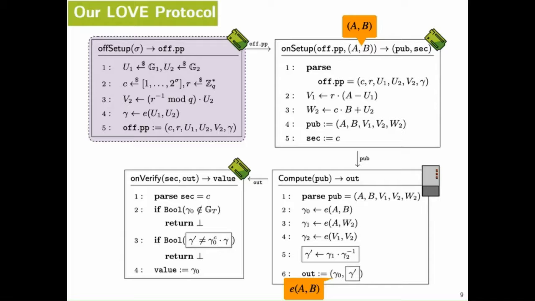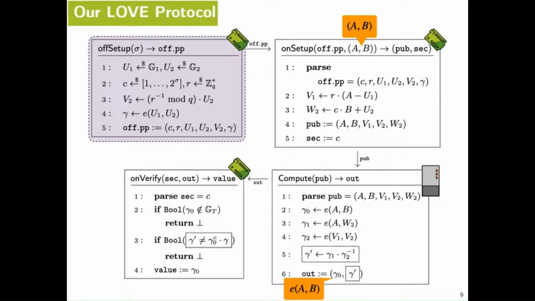LOVE is very similar to the Di Crescenzo et al. scheme, but we did two minor yet very interesting tricks, and these are highlighted with a frame in the slide. The first one is on the compute algorithm on line 5. Here, the original protocol by Di Crescenzo et al. was actually computing the pairings gamma 0, gamma 1, gamma 2, and returning these three GT values in the out string. Instead, we notice that there is no point in giving 3 values. We can intuitively merge the pairings gamma 1 and gamma 2 into one GT element gamma prime. This has the benefit that now in line 5, we can share the computation of the exponentiation of the 2 pairings, and therefore makes compute more efficient.